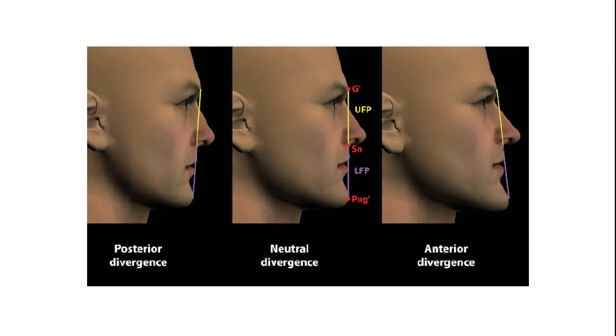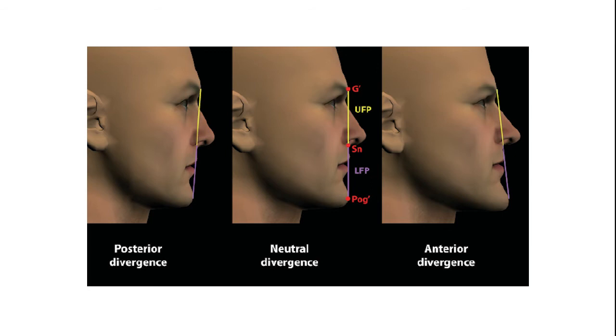Neutral divergence: the vertical soft tissue glabella, subnasal, soft tissue pogonion line is parallel to the true vertical line, with pogonion in approximately the same position as glabella in the sagittal plane. Finally, the anterior divergence: the vertical soft tissue glabella, subnasal, and soft tissue pogonion line slopes anteriorly, and pogonion is anterior relative to glabella in the sagittal plane. This facial pattern is common to individuals of African ancestry.